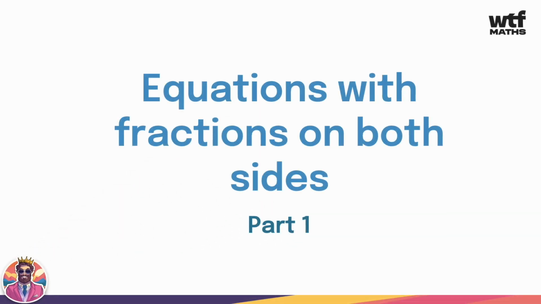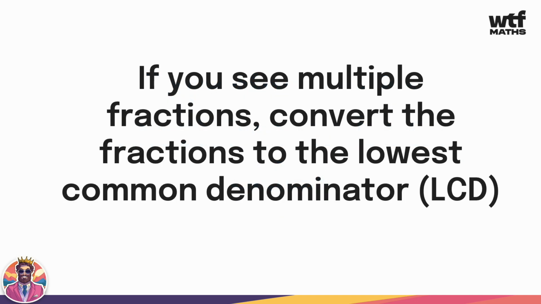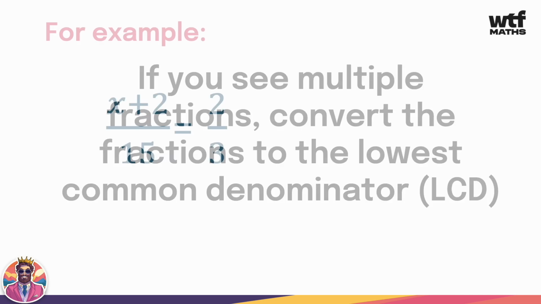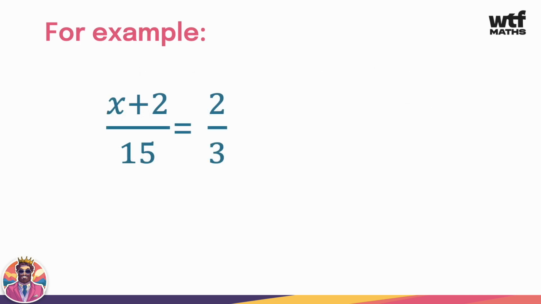Hi everyone, today we're going to be looking at equations which have fractions on both sides. If you see an equation with multiple fractions, I suggest you convert the fractions to the lowest common denominator. That is the smallest multiple that they have in common. For example, we've got this question here. x plus 2 when divided by 15 is equal to 2 over 3.